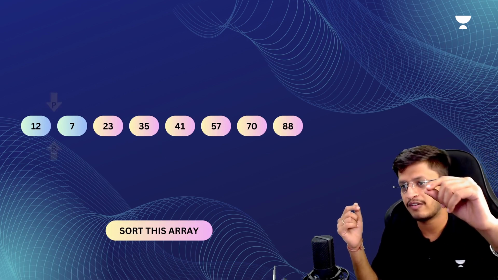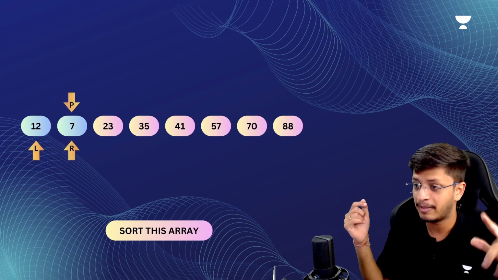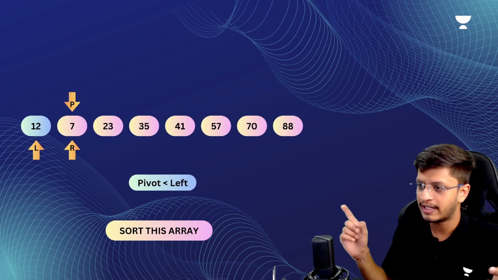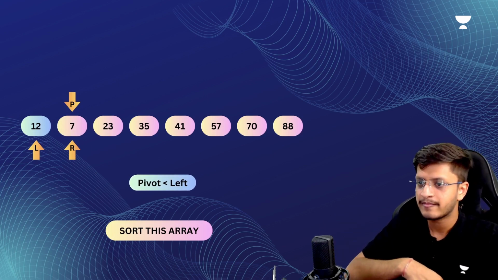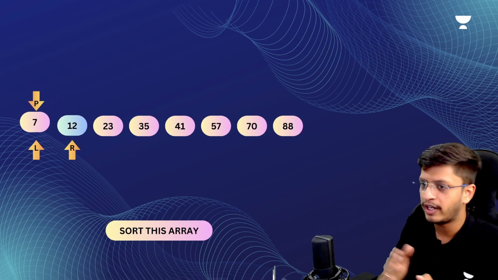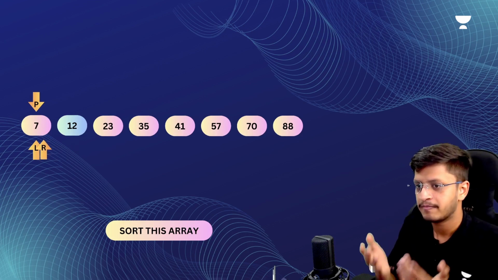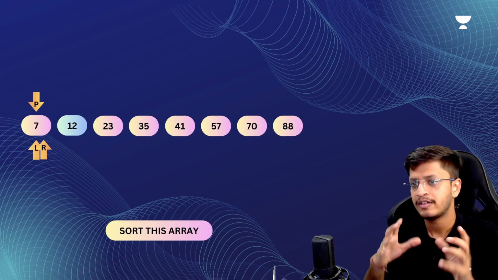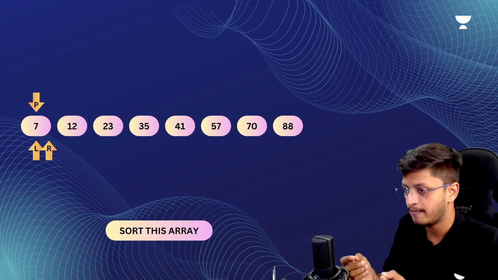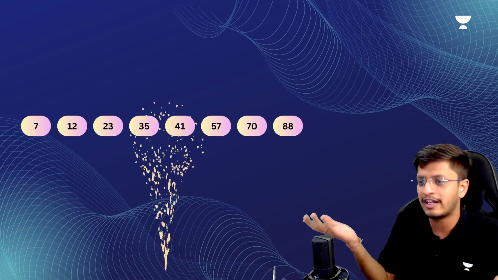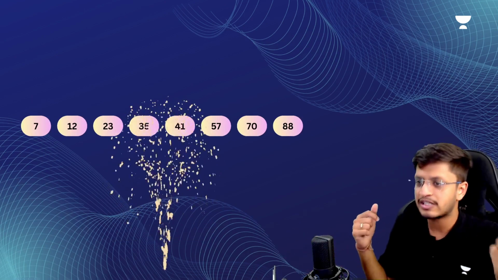So the last pivot we have is 7. Again we compare it with the left. The order is not correct. We swap them. Then we move the right pointer. We hit the left. That's why we stop here. Now the only element left is 12, which is already sorted. Like the single element is anyway sorted. So that's how quicksort works.